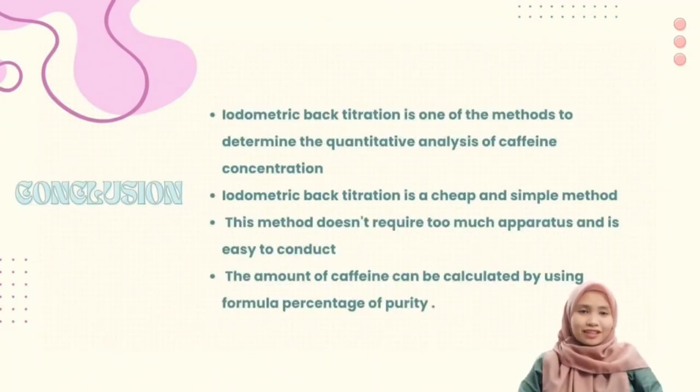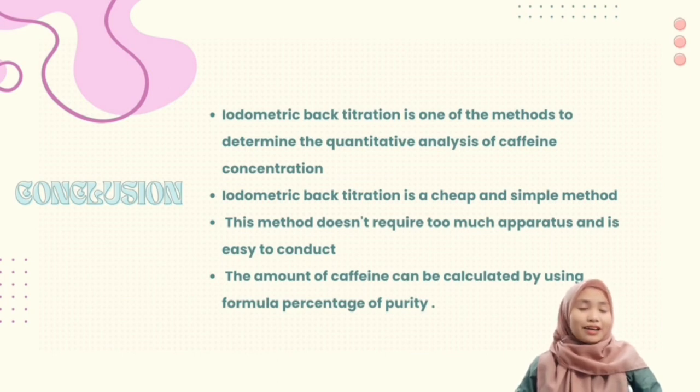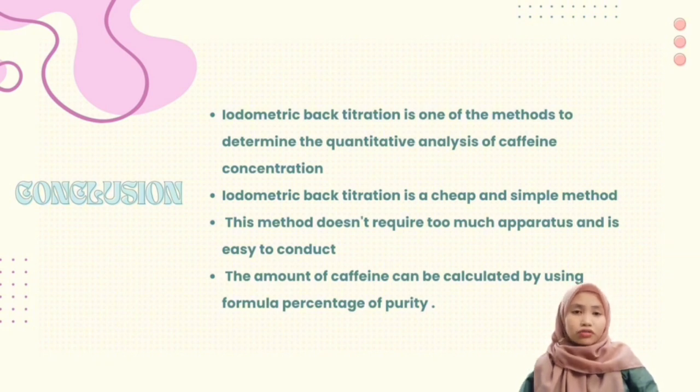My name is Nushifa. Now I will proceed with the conclusion. In conclusion, iodometric back titration is one of the methods to determine the quantitative analysis of caffeine concentration. A correct amount of the caffeine concentration can be calculated by using this method. Iodometric back titration is a cheap and simple method. It is because this method doesn't require too much apparatus and is easy to conduct. Besides, the amount of caffeine can be calculated by using the formula percentage of purity.